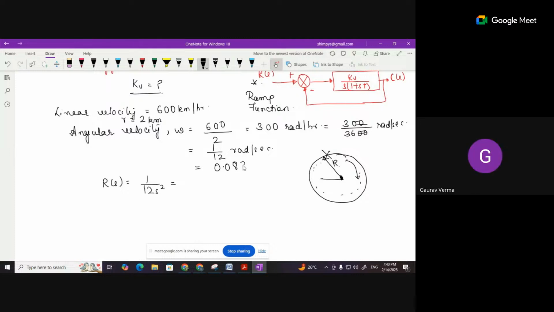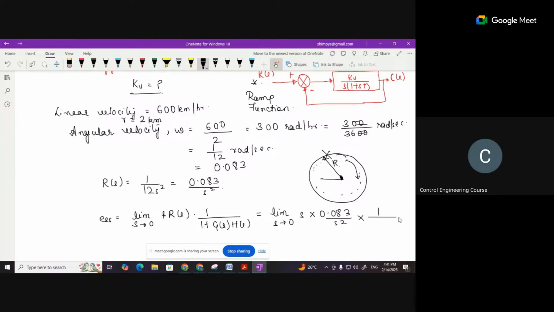0.083 by S square, right? So now the steady state error will be limit S tends towards 0, S R(S) into 1 by 1 plus G(S) H(S), and you can substitute the values here: 0.083 by S square into 1 by 1 plus kV by S(1 plus ST).